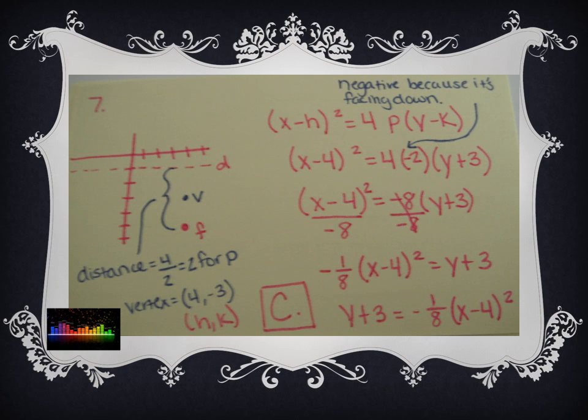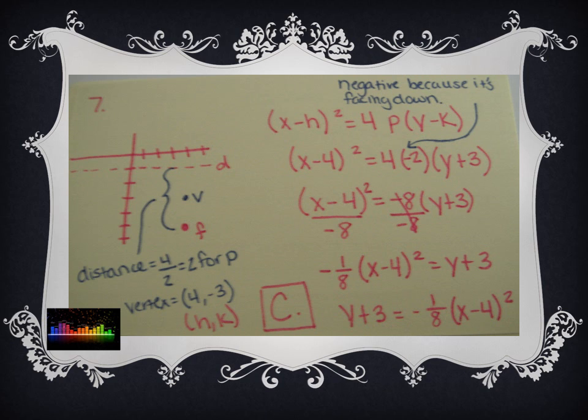To write the equation of a parabola in standard form, we use the equation x minus h squared equals 4p times y minus k. First graph your directrix and your focus. Then find the distance between the line of your directrix and your focus. In this problem, it's 4. Divide it by 2 and you get p. Your vertex is in between your directrix and your focus, and you get 4, negative 3. 4 is going to be your h, negative 3 is your k.